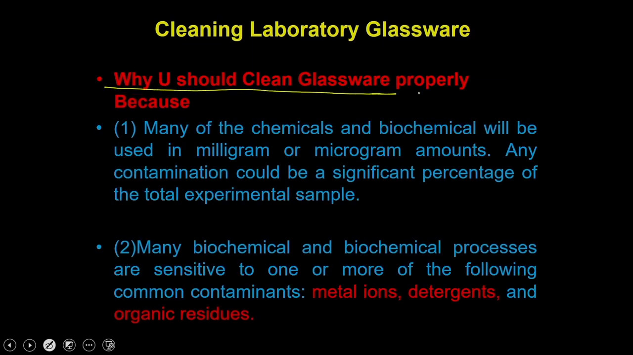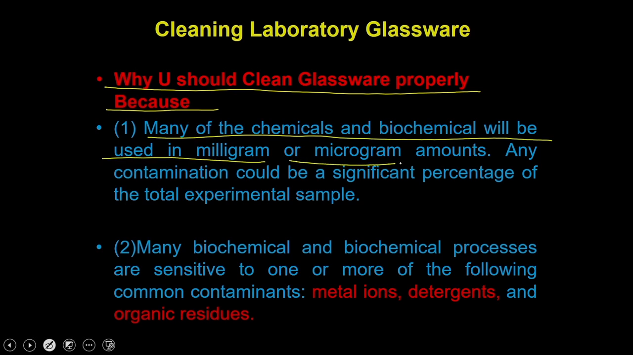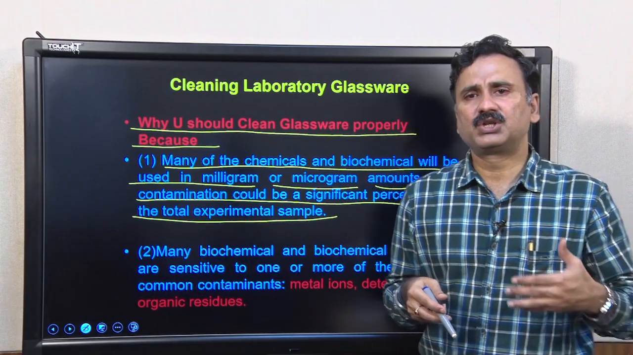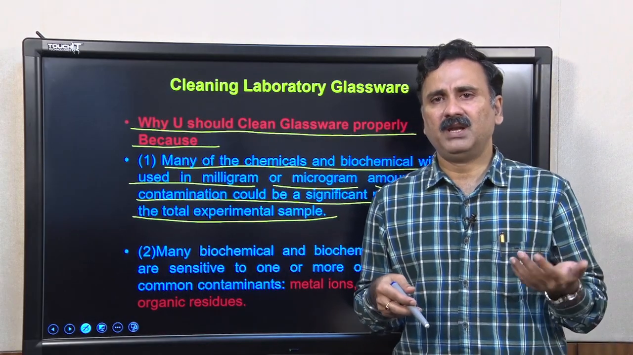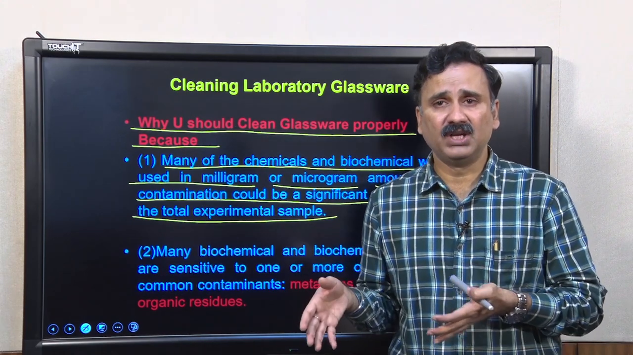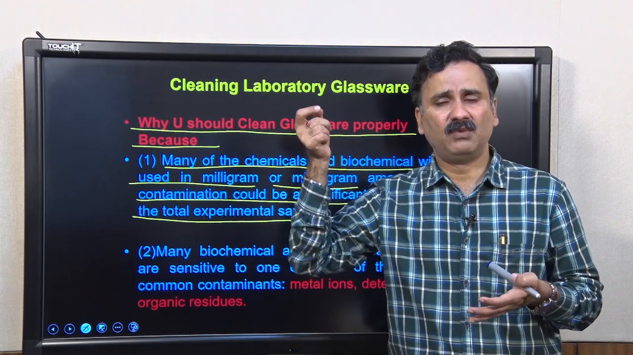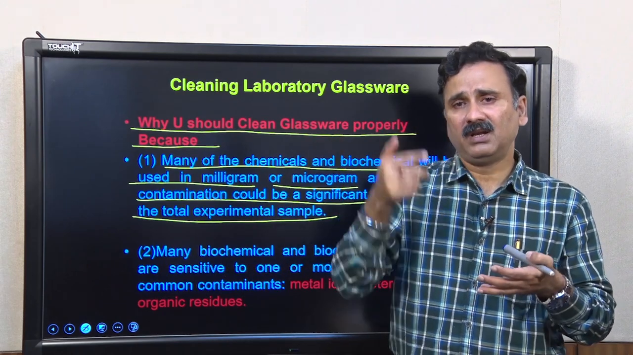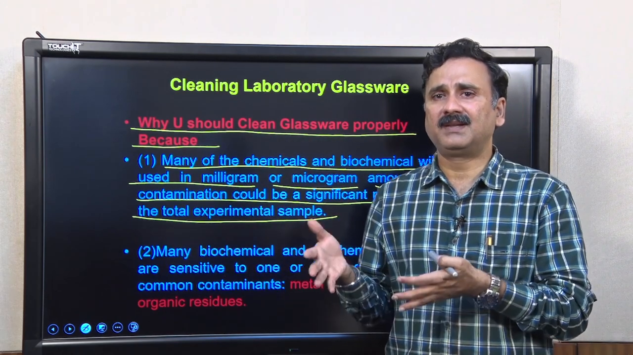Why is there a need to clean the glassware? Because many of the chemicals and biochemicals we will use in the milligram or microgram range, any contamination could be a significant percentage of the total experimental sample. The biochemical reactions we perform in our laboratory normally use chemicals in the range of milligrams or micrograms. So even a small quantity of contamination from your previous experiment could be a significant percentage of the existing sample.